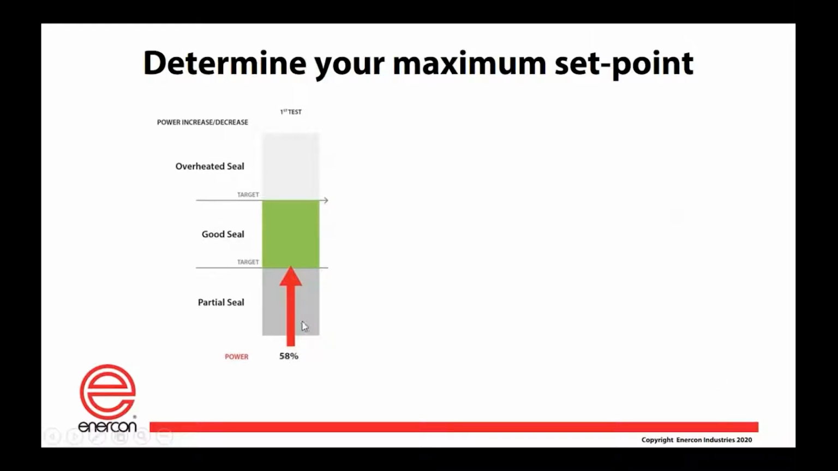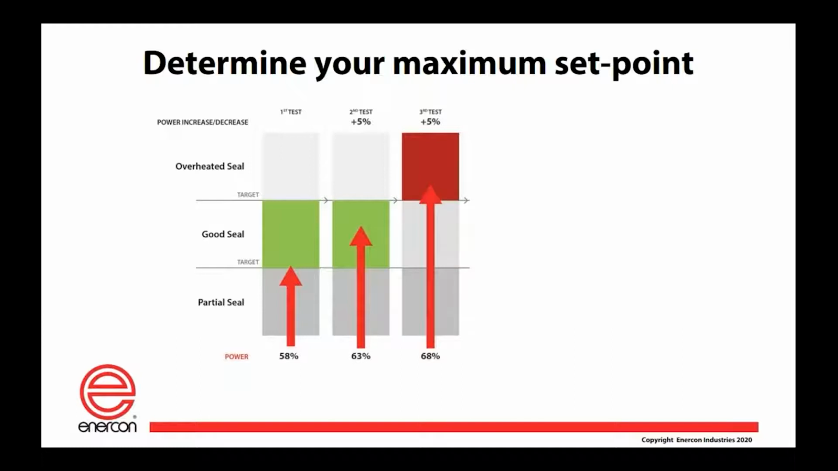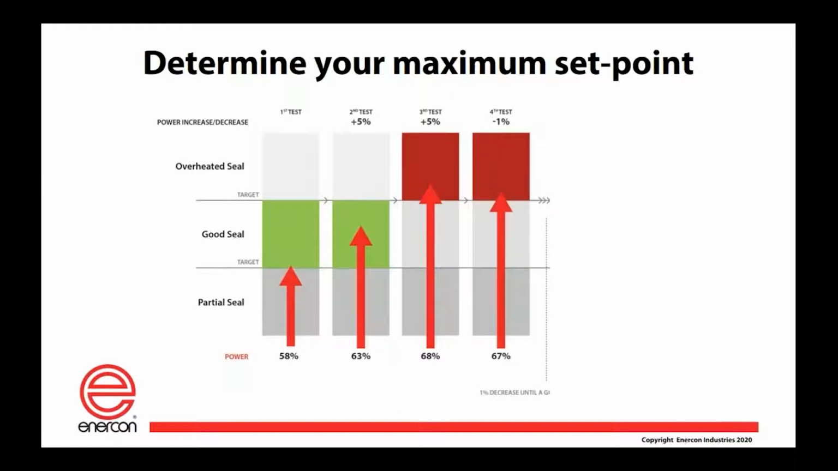So we start at 58%, we're getting a good seal, we increase by 5%. We're still getting a good seal, we increase by 5% again. Oh, now we're starting to see some overheating. Maybe the cap is starting to smell like it's burnt. So we dial it down by 1% at a time. 68 down to 67. Oh, still burning. Eventually we get down to 65%.